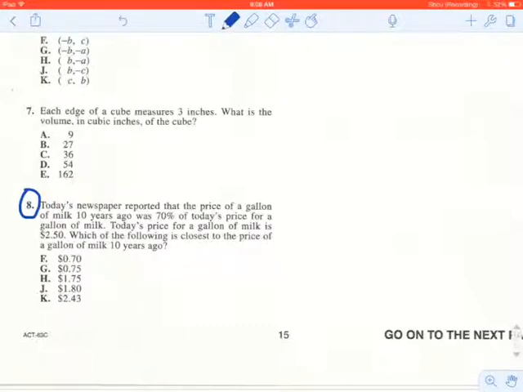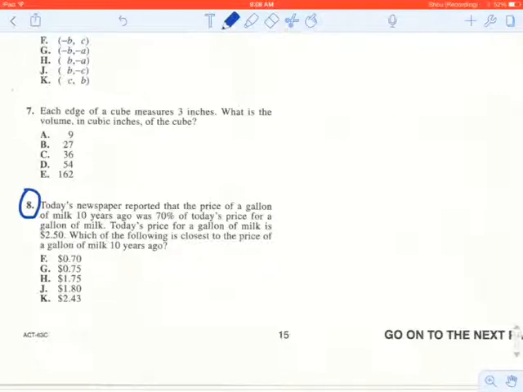Question 8. Today's newspaper reported that the price of a gallon of milk 10 years ago was 70% of today's price for a gallon of milk. Today's price for a gallon of milk is $2.50. Which of the following is closest to the price of a gallon of milk 10 years ago? Again, a lot of information, and this requires us to translate from English to math language.